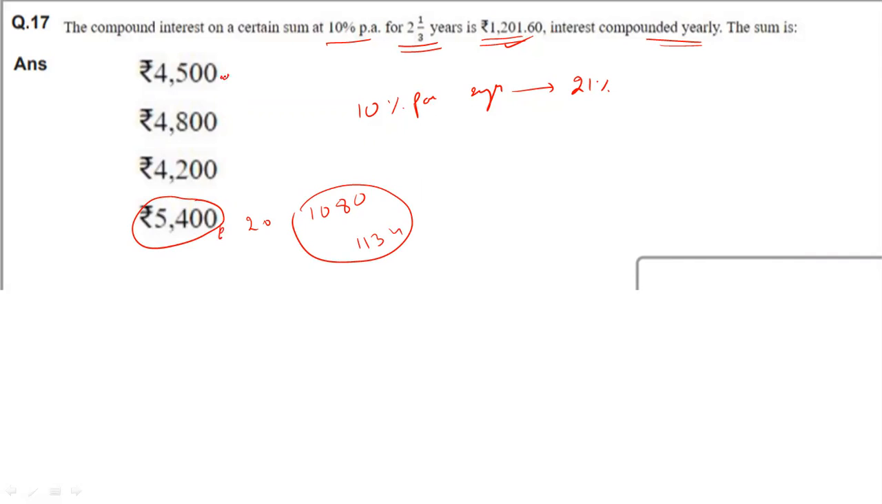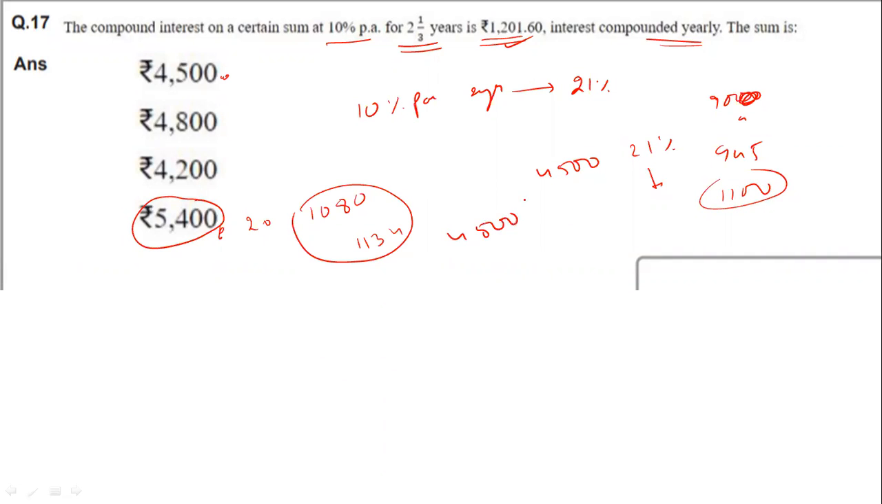If I take 4,500, let us say 4,500, 21% is 900 plus 45, which is 945. And even if I take 2% extra also, the maximum will be 1100. So the answer should be beyond 4,500 and less than 5,400. So the best option possible here is 4,800. If you want, you can verify and see, but the options are very friendly.